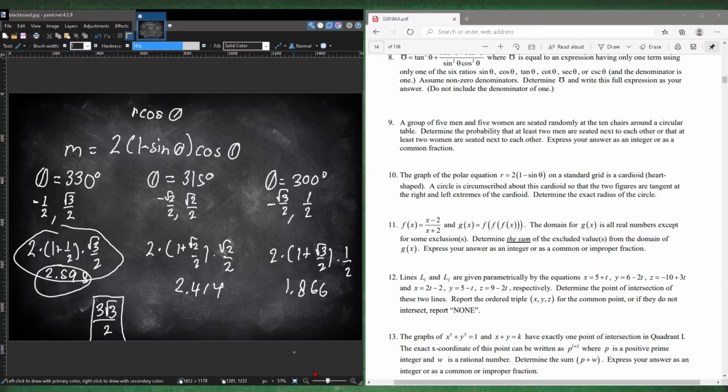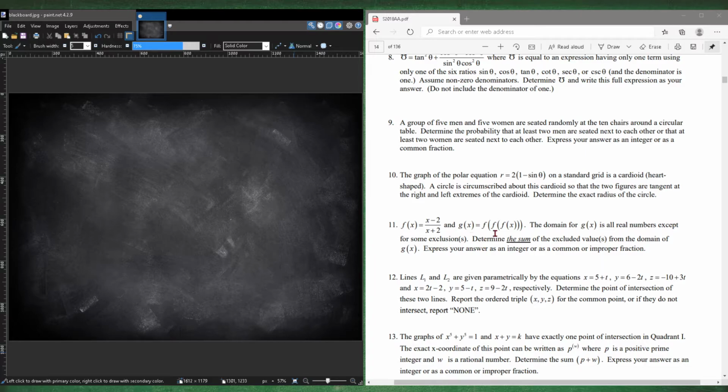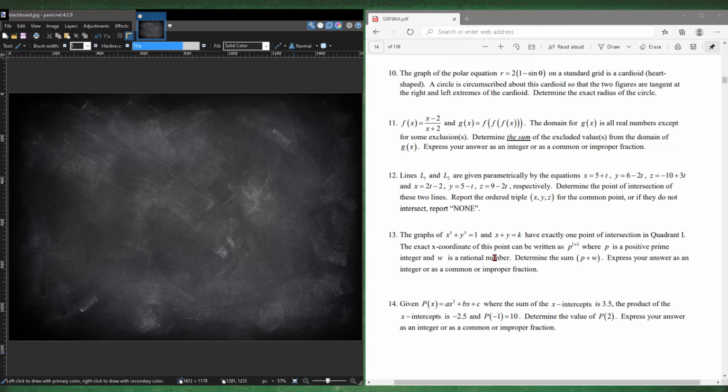Okay, now let's go to number 13. The graph of x to the power 5 plus y to the power 5 equals 1 and x plus y equals k have exactly one intersection in the first quadrant. The exact x-coordinate of this point can be written as p to the power w. Determine the sum of p and w.